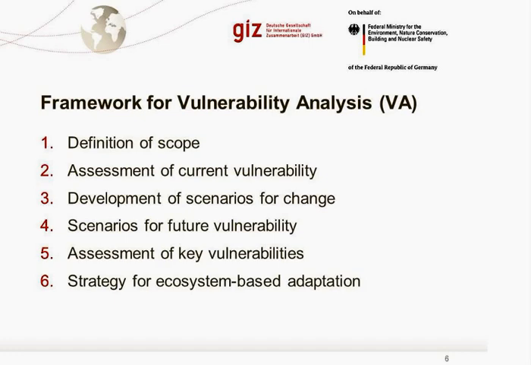So there are 6 steps, and I guess they're quite similar to the 5 steps from the VIA guidance. Very important, as Cordo Leibler also mentioned: first step, definition of scope; then the assessment of current vulnerability; then the development of scenarios for change and scenarios for future vulnerability; then assessment of key vulnerabilities; and then the strategy for ecosystem-based adaptation, which will basically target these key vulnerabilities.